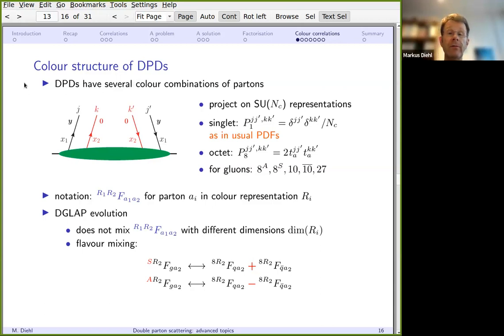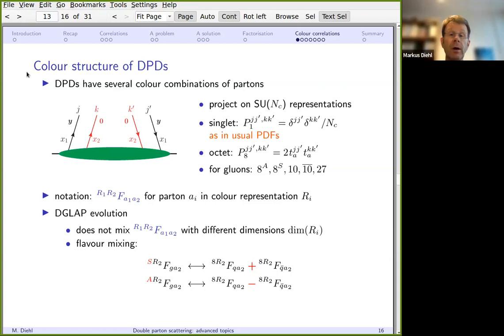So if you have 2 quark legs, then you have 2 possibilities of coupling their respective colors. One is the singlet. That just means set these 2 colors equal and sum over them. And that's exactly this non-color correlated case I've discussed before, the simple-minded one, as you would do in the PDFs.